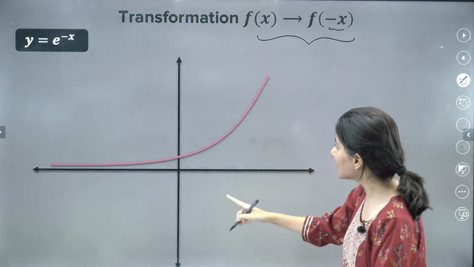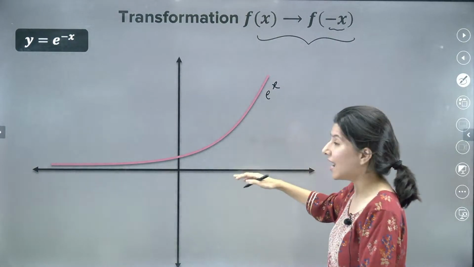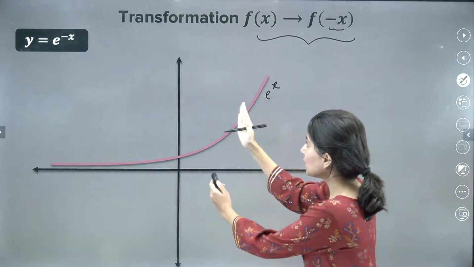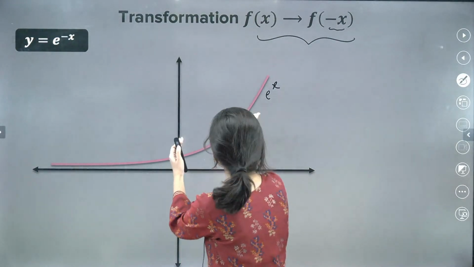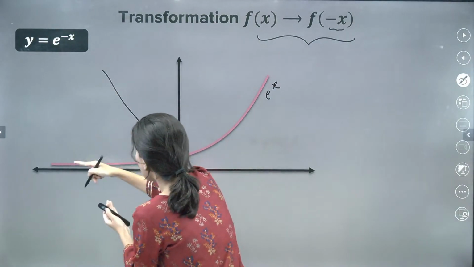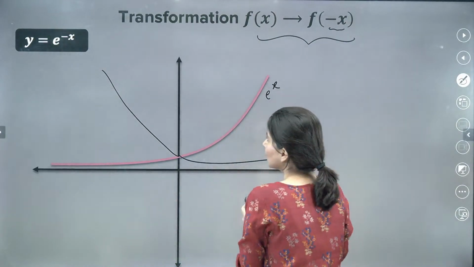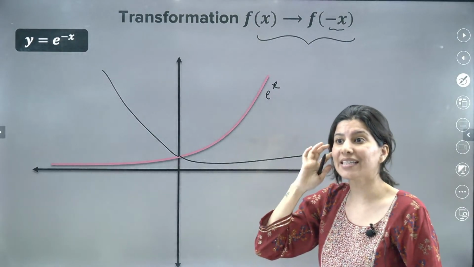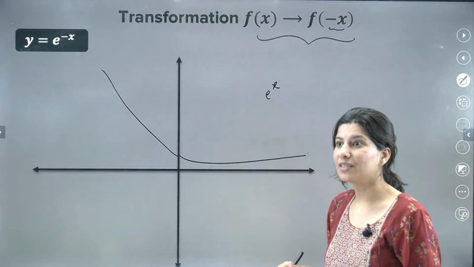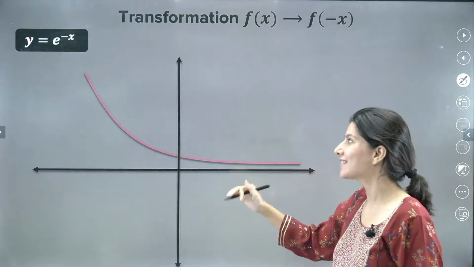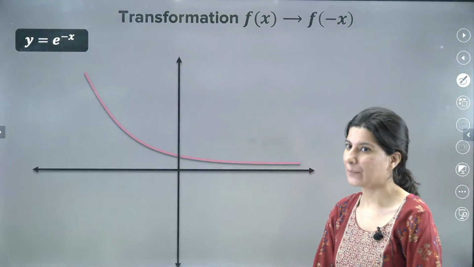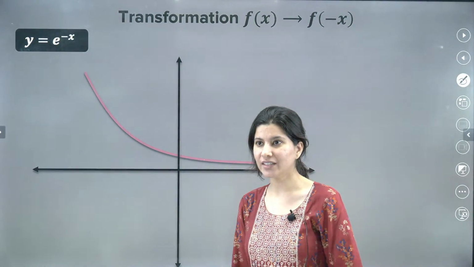So did you notice this is your e raised to power x, and now what we need to do is y-axis will act as a mirror. So this will come over here and this will come over here. So this is how your e raised to power minus x will look like. है ना? So this is the graph of e raised to power minus x. Did you notice? Right? Clear?